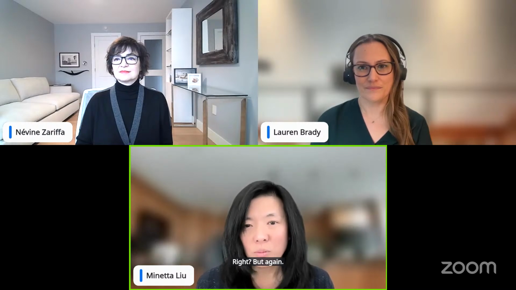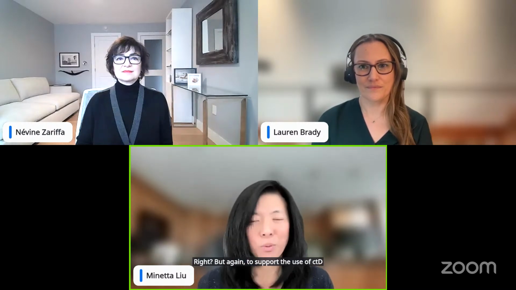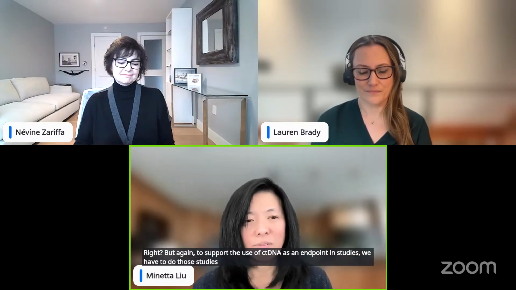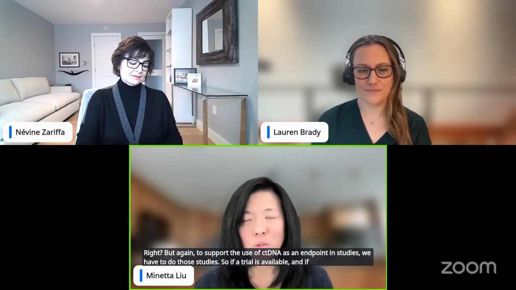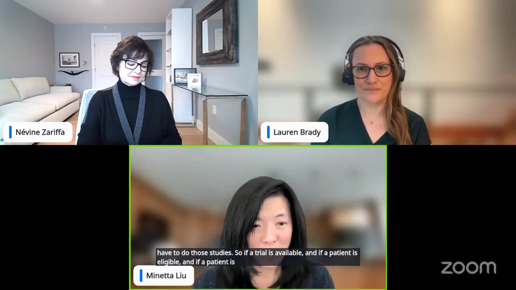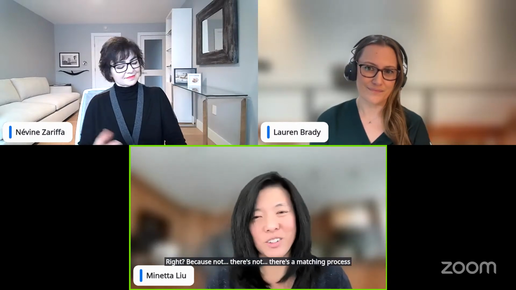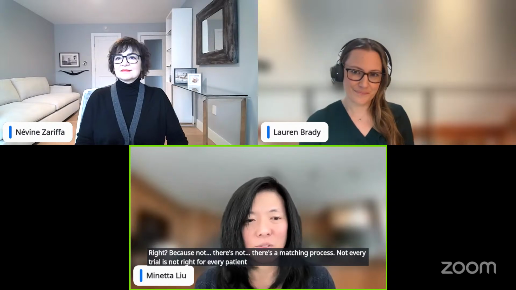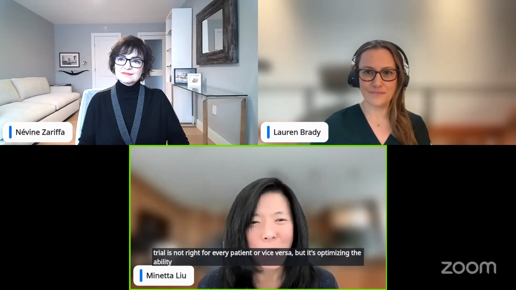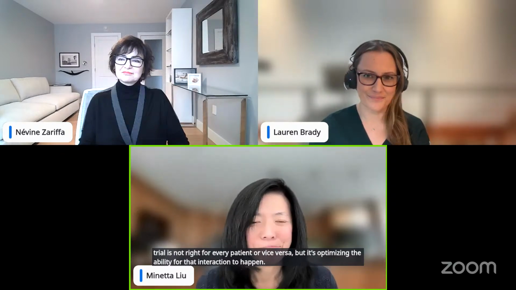But again, to support the use of ctDNA as an endpoint in studies, we have to do those studies. So if a trial is available and if a patient is eligible and if a patient is able to participate, right? Because there's a matching process. Not every trial is right for every patient or vice versa. But it's optimizing the ability for that interaction to happen. Perfect.